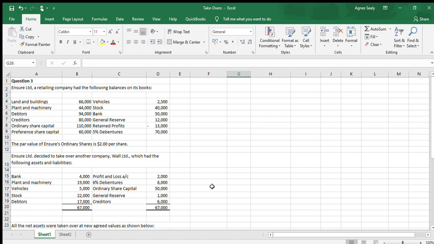Then, after we have done all of that, we will take the assets of company A and the value of the net assets that were taken over from company B, and we will combine those net assets together in the statement of financial position for company A. Now, all of this will be shown to you today because we're going to use an example question from a past paper of 2010 called Insure Limited.